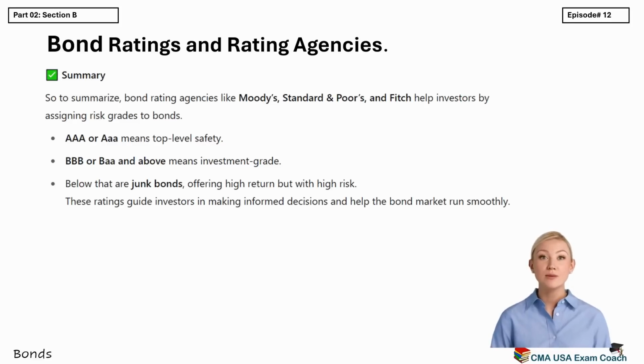So to summarize, bond rating agencies like Moody's, Standard & Poor's, and Fitch help investors by assigning risk grades to bonds. AAA or Aaa means top-level safety. BBB or Baa and above means investment grade. Below that are junk bonds, offering high return but with high risk. These ratings guide investors in making informed decisions and help the bond market run smoothly.